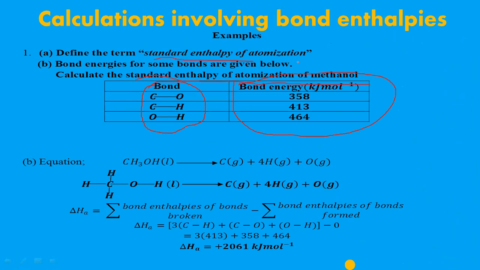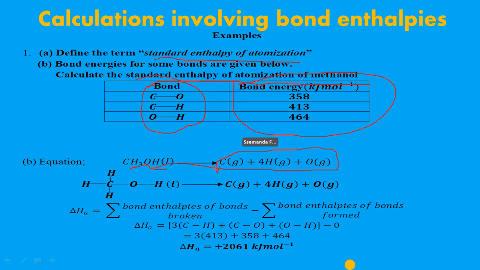Now here, the best definition you could give is that of a compound, because we are talking of methanol. The enthalpy change that occurs when 1 mole of a compound in its normal physical state is converted into its free gaseous atoms under standard conditions, right?